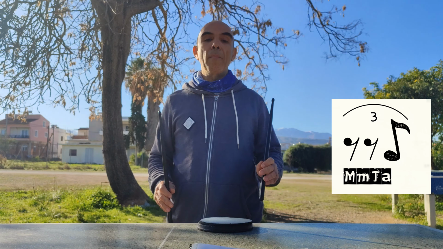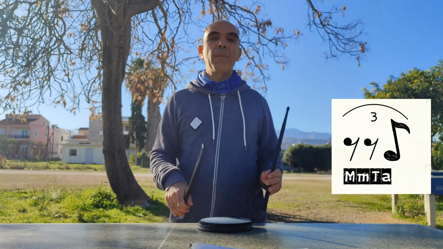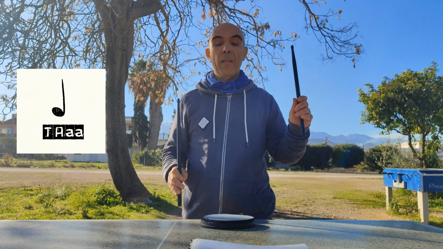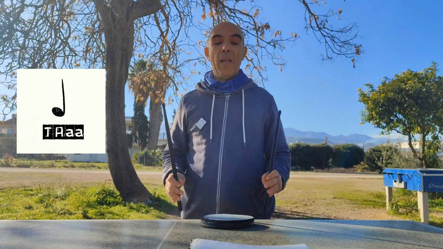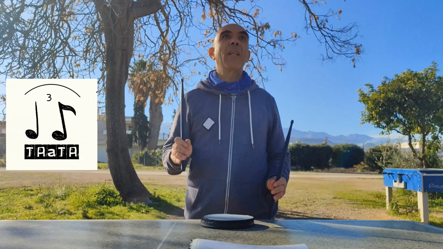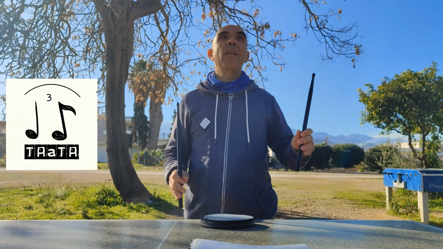A quarter note is sung ta. 2 connected swing 8th notes are sung ta-ta. An 8th note rest is sung shh, so an offbeat 8th note is sung shh-ta. Ta, ta, ta, ta, ta, ta, ta, ta.